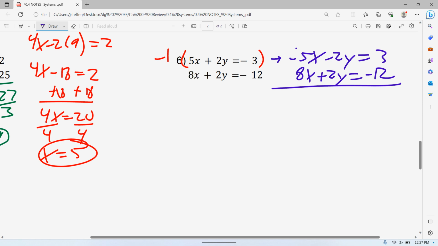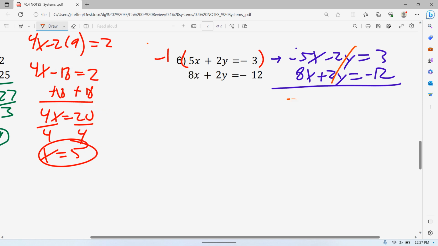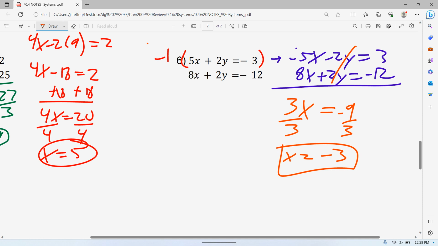So now we have equal but opposite. Positive 2 and negative 2, so those will cancel. Negative 5x plus 8x is 3x. 5 plus negative 12 is negative 9. Divide both sides by 3. I get x is equal to -3. And then again, it's an equation, and it doesn't matter which equation. You can even use your new equation. That will work as well. Personally, I would probably use the first equation here. But again, it's six in one hand, half a dozen in the other. It all means the same thing.